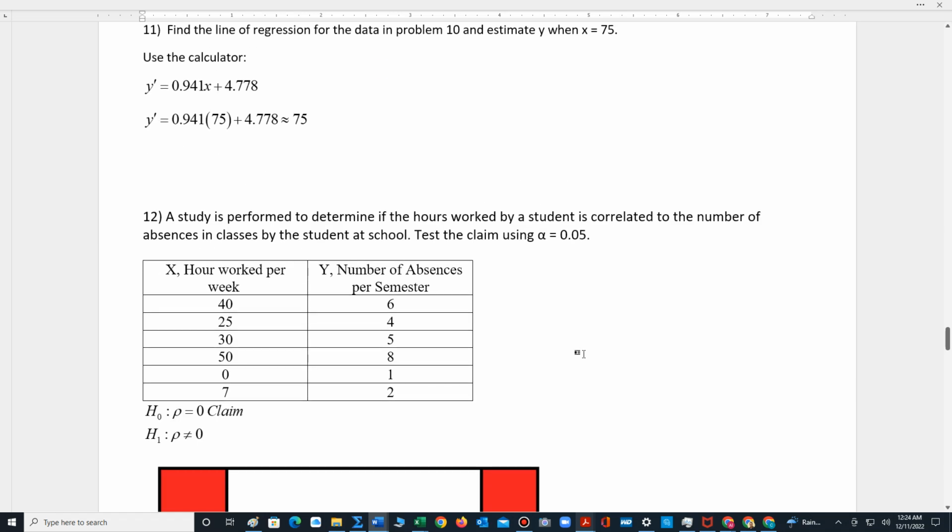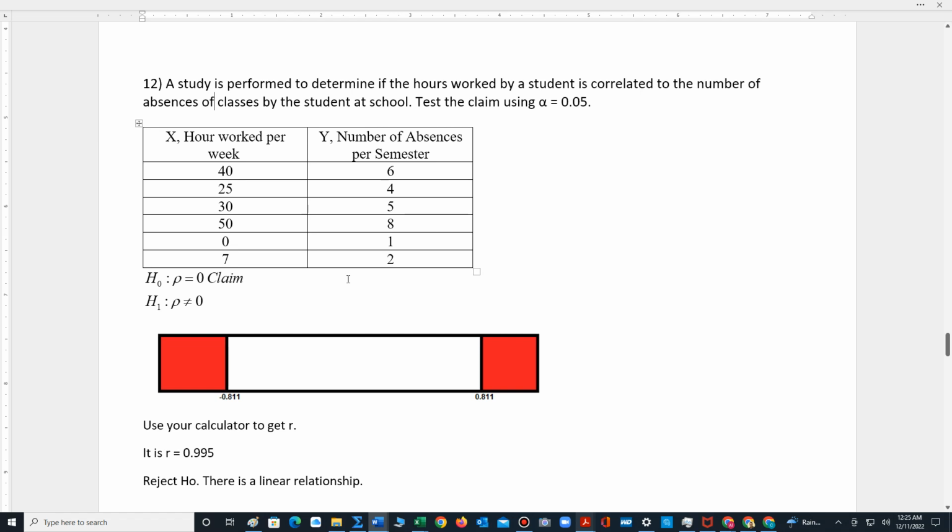On to number 12. Number 12 says the following. A study is performed to determine if the hours worked by a student is correlated to the number of absences in classes or of classes by the student at school. Test a claim using alpha 0.05. So we have our data.